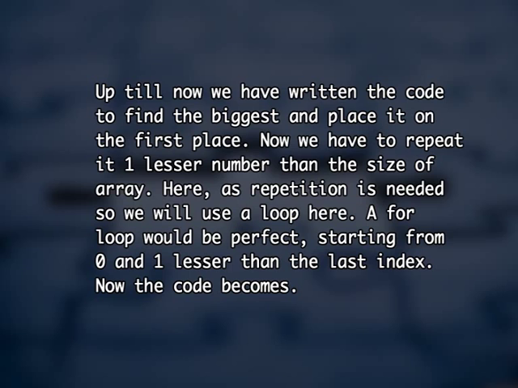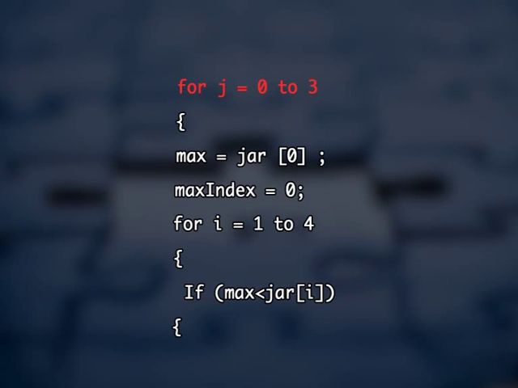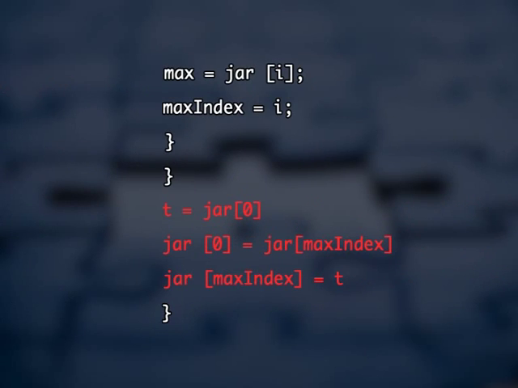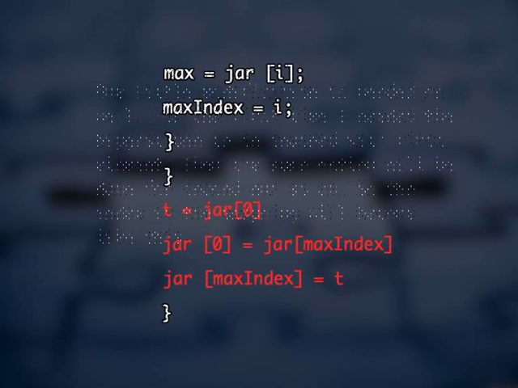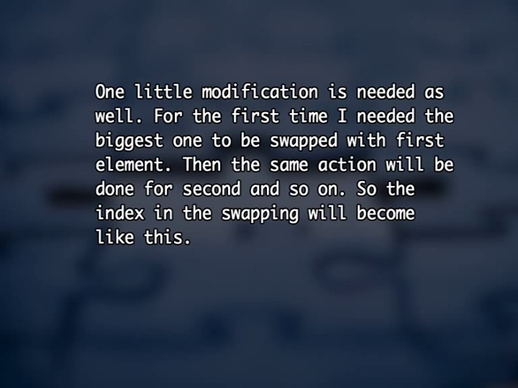Now we have to repeat it one less than the size of the array. Here, as repetition is needed, we will use a loop. A for loop would be perfect, starting from 0 and going to 1 less than the last index. Now the code would become like this. One little modification is needed as well. For the first time, I needed the biggest one to be swapped with the first element. Then the same action will be done for the second and so on. So the index in the swapping will become like this.